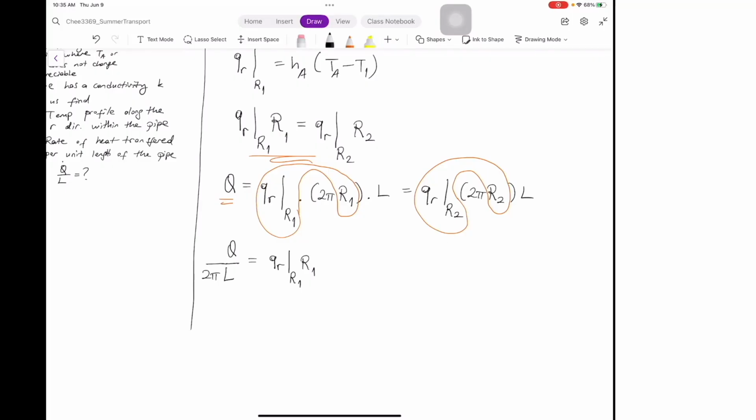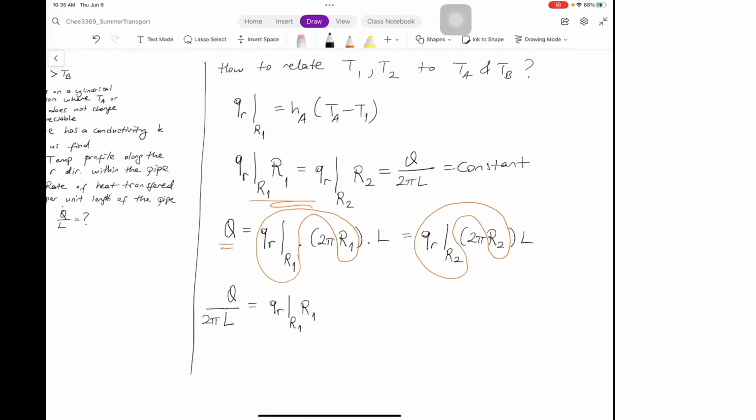And you can call this quantity Q over 2 pi L, which is constant, as the shell balance gave you, right? What does it mean? It means I can write this equation as QR at R1, but it's basically Q over 2 pi L times R1, right? So you can write down the T1 in terms of Q and TA.